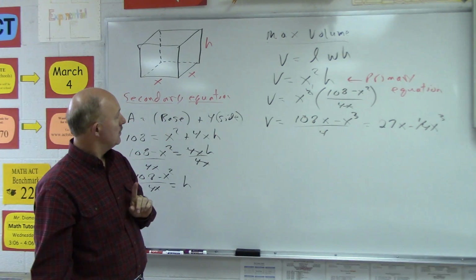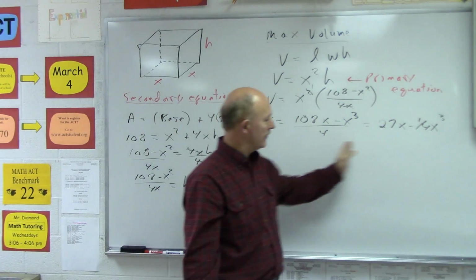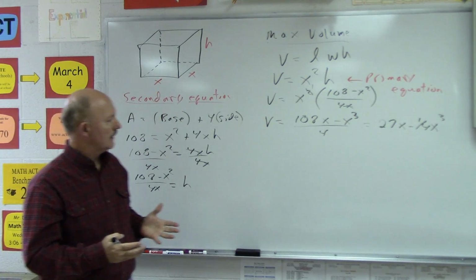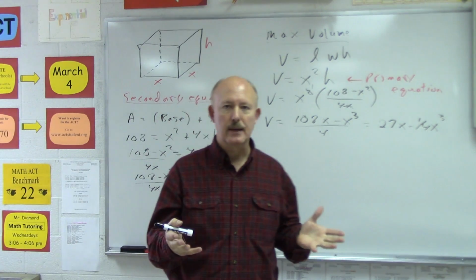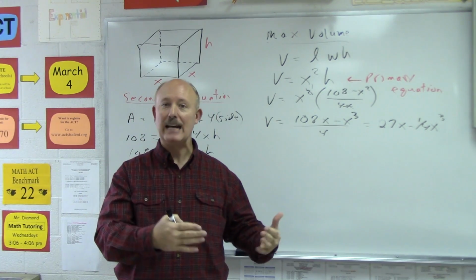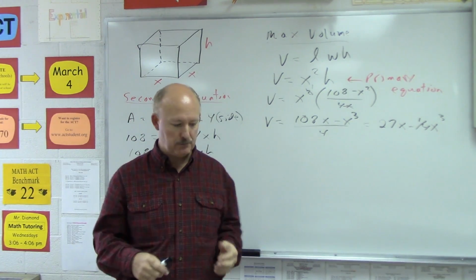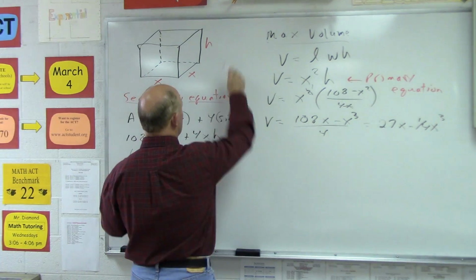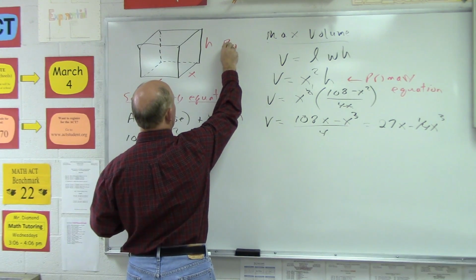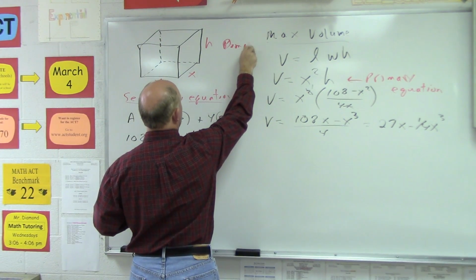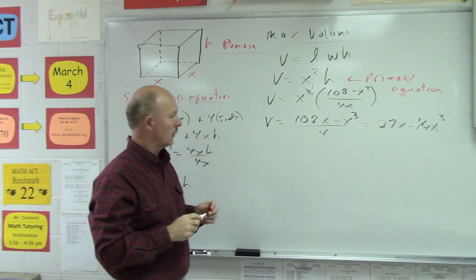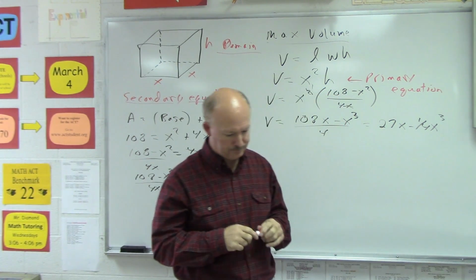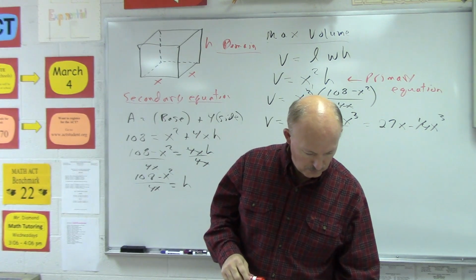Now, one more thing we need to do before we take the derivative. First thing we need to decide: what about our domain? When we start solving this for x, what values can x be? So let's take a look at what our domain can be. We've written our equation, 27x minus 1/4 x to the 3rd power. So what would be a feasible domain?